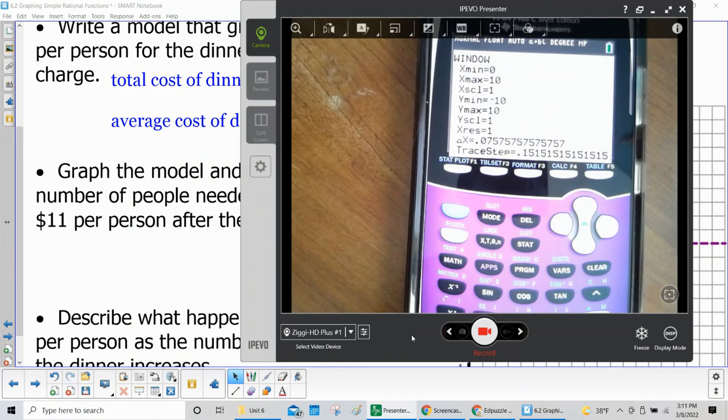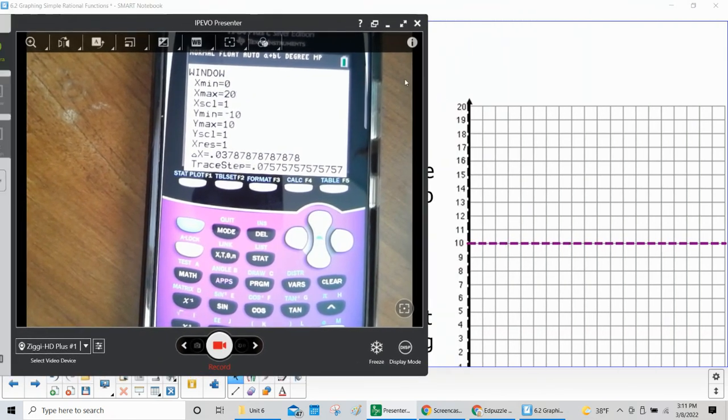So I'm going to say, well, my X minimum really isn't going to go below 10, but I'm going to put it at 0 so that it looks like the graph that's on our paper. Our graph on our picture here has a max that starts at 20, so I'm going to go with 20. And I'm going to keep my scale, that's just what it's counting by. It's counting by 1, so I'm going to keep that.